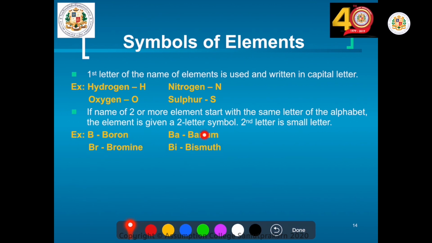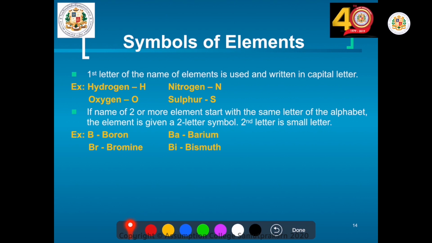Boron, bromine, barium, and bismuth. All of them start with the letter B. So we cannot give them just the symbol B because you would be confused which is which, right? So aside from the very first letter, we have to accompany it with a second letter, usually written in small letter.